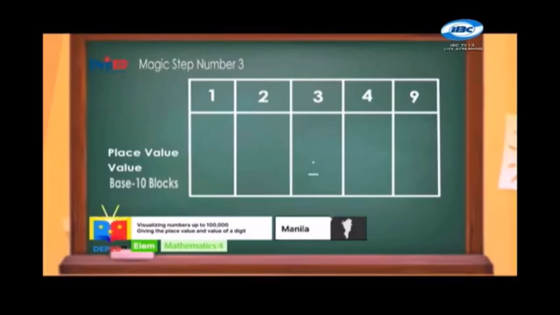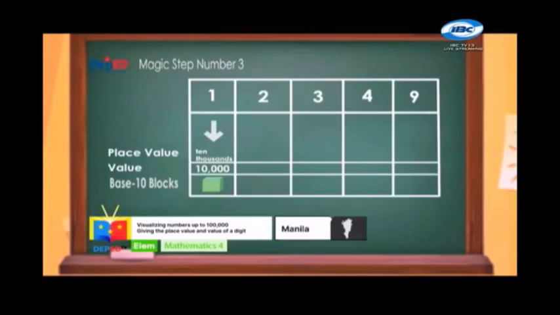In 12,349, the 10,000's place is a digit of 1 and has a value of 10,000. How many sets of 10 blocks will you draw? Excellent! 1 set of 10 blocks. Next, 1,000's place is a digit of 2 and has a value of 2,000. Therefore, we need to draw how many blocks under 1,000? Correct! 2 blocks. 100's place is a digit of 3. Its value is 300. Then we will draw how many flats? Good job! 3 flats.